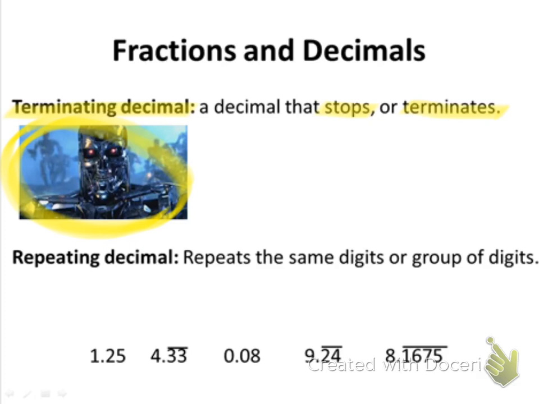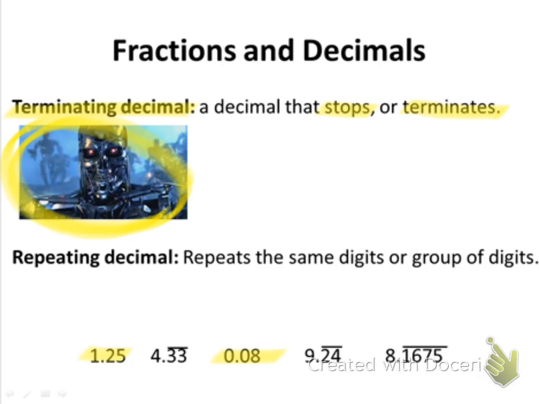Some examples of terminating decimals are down here. 1.25, or 1 and 25 hundredths, is an example of a terminating decimal because it doesn't repeat or continue. Another example, 8 hundredths, is a great example of a terminating decimal because, again, it stops.